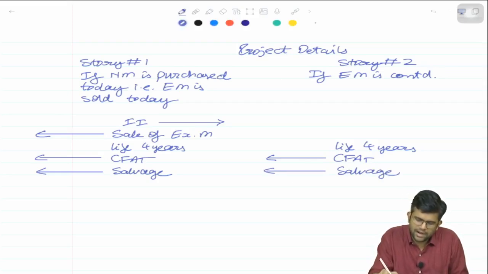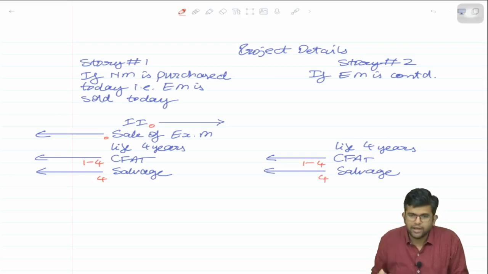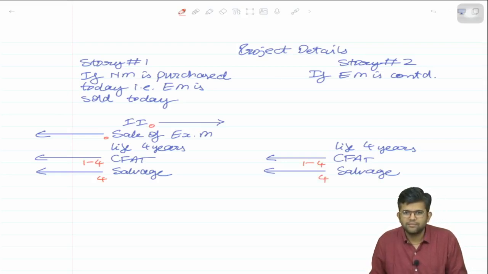Now in that, I'll do some marking like this: 0, 0, 1, 2, 4, 4, 1, 2, 4, 4. Any idea what these markings are? These are basically telling you at the end of which year all this is happening. Everyone clear? And what are these arrows?